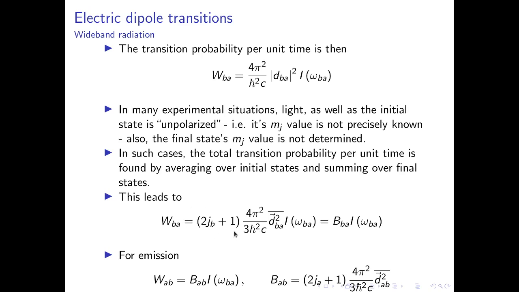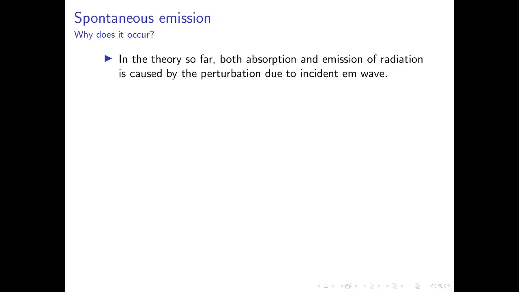So in both cases, you see that the coefficients BBA and BAB, the two Einstein coefficients, as we are going to call them soon, they are both proportional to the respective degeneracies, GB and GA. Now, so far all we have talked about is stimulated emission or absorption due to external radiation. So both absorption as well as emission were caused by an incident electromagnetic wave.